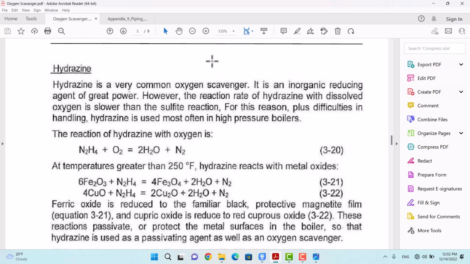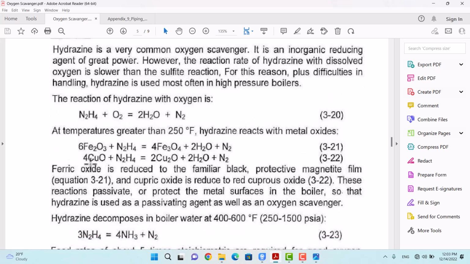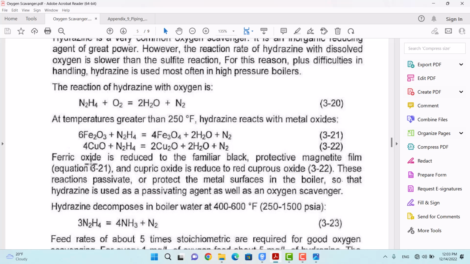The next oxygen scavenger is hydrazine. Hydrazine is a very common oxygen scavenger. It's an inorganic reducing agent of great power. However, the reaction rate of hydrazine with dissolved oxygen is slower than the sulfite reaction. For this reason, plus difficulties in handling, hydrazine is used most often in high pressure boilers. Reaction of hydrazine with oxygen is like this.